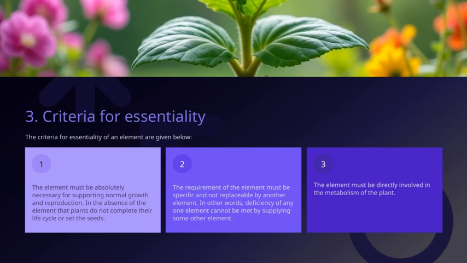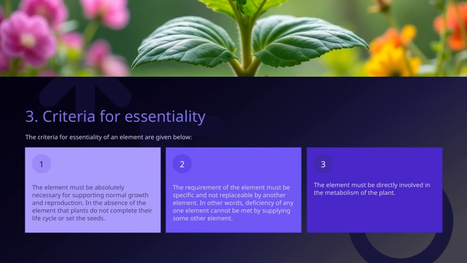Let's start by looking at the criteria for an element to be considered essential for plants. First, it must be directly involved in the plant's metabolism. This means the element plays a role in key biochemical processes. Next, the requirement for this element must be specific. In other words, no other element can replace it. If the plant is deficient in this element, simply adding more of a different one won't solve the problem.